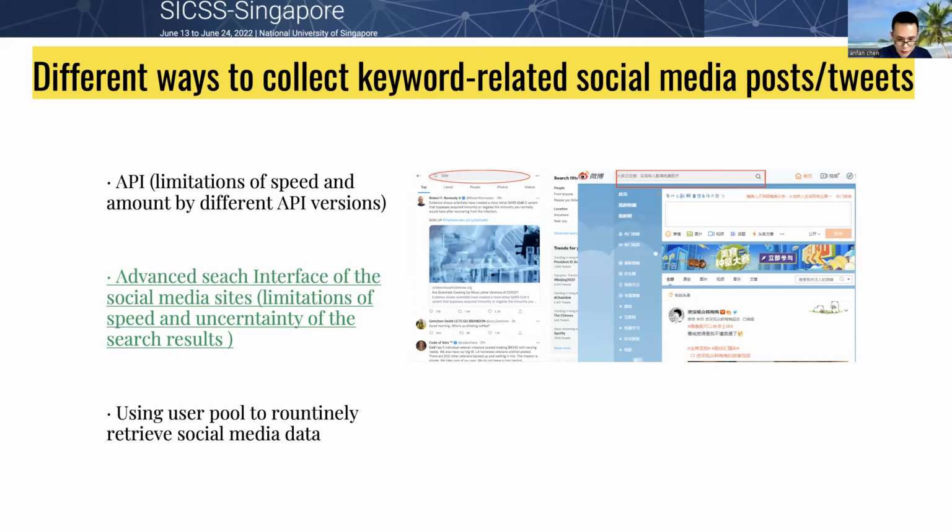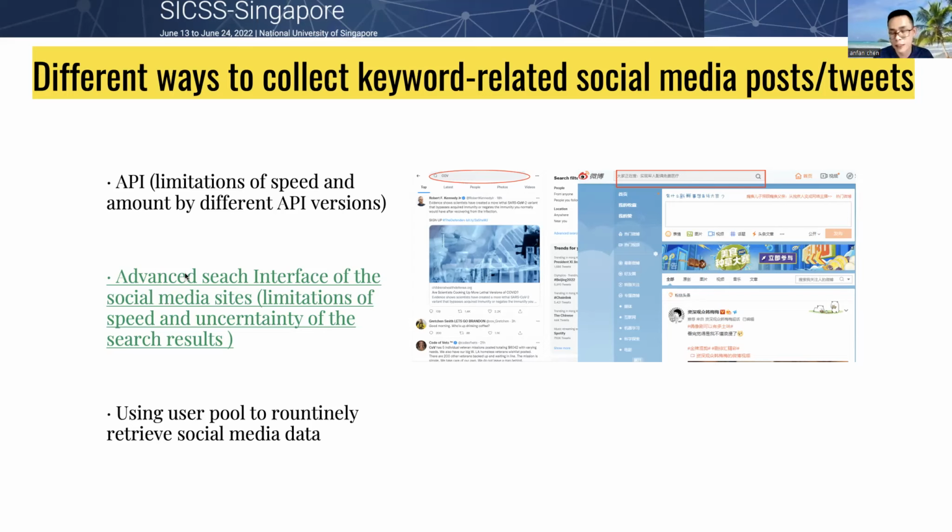But another one is the advanced search interface of the social media sites. We can directly get data without API from the websites. And here I will show how you can do that. So this is Weibo. And you may want to get some keyword-related or event-related posts from Weibo. What about NUS? Yeah, in Chinese it's 新加坡国立大学.